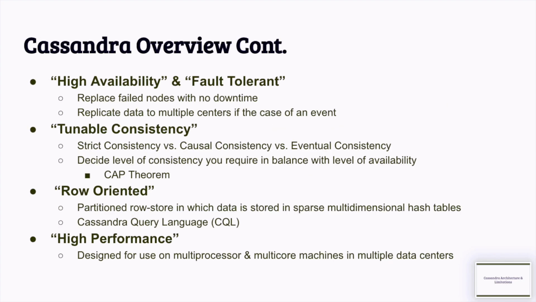A problem with these row-oriented data models is that sometimes it can be difficult to execute complex queries, which is why Cassandra utilized some of SQL and wrote their own language, the Cassandra Query Language. And finally, the last point I want to make is that Cassandra is a high-performance database. It was basically designed for use on multiprocessor, multi-core machines in multiple data centers.